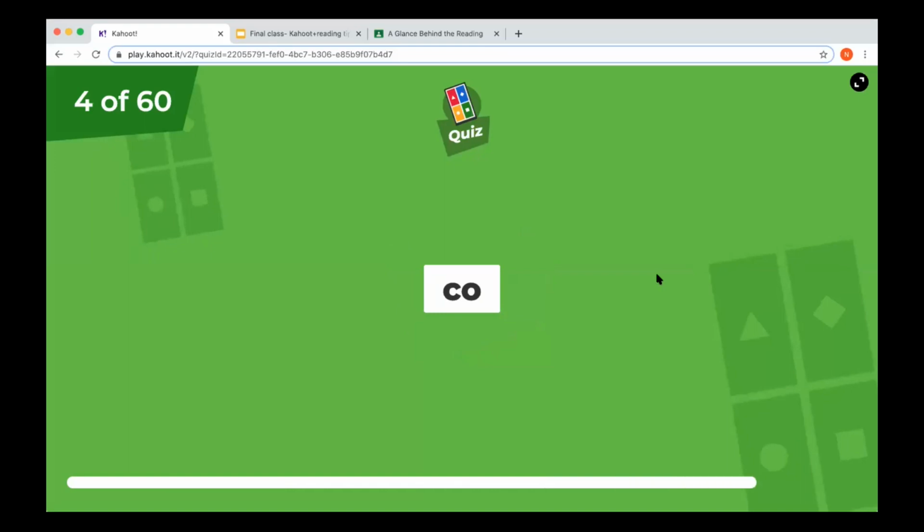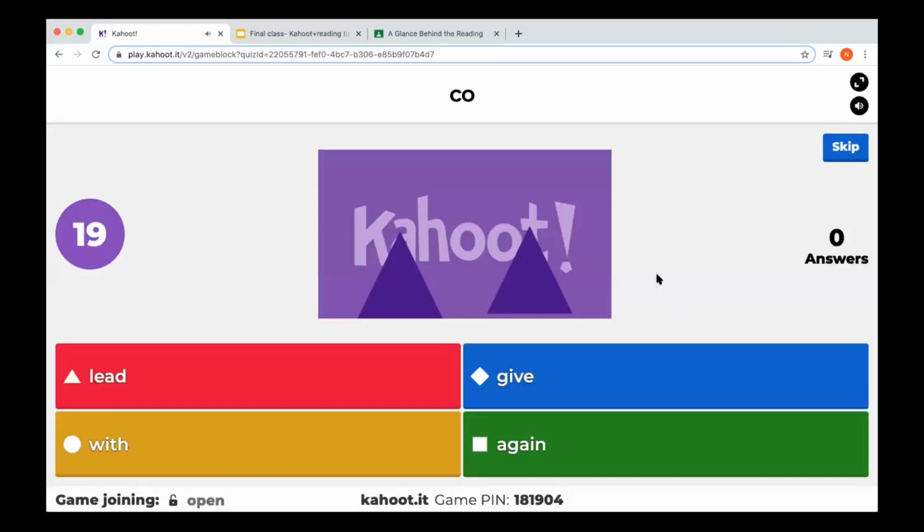Co. So co, CO: red is lead, blue is give, yellow is with, and green is again.